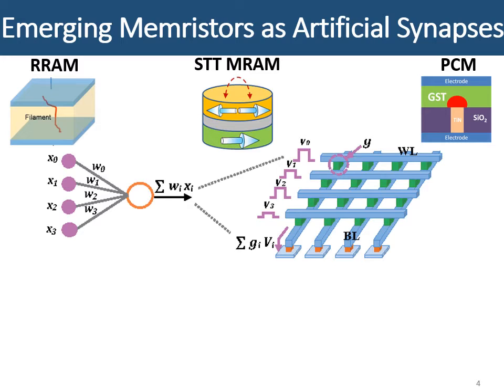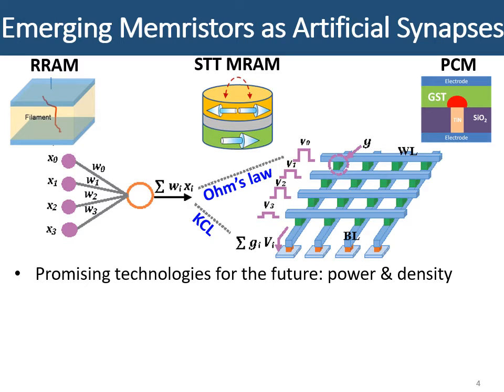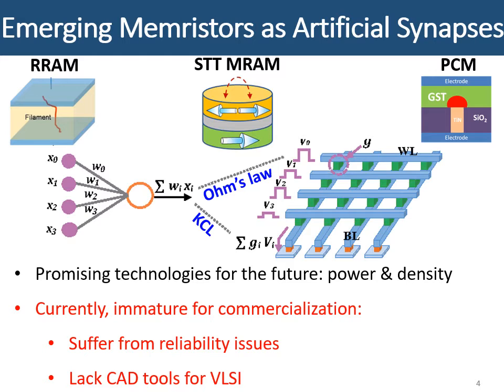They implement the vector matrix multiplication, which is considered the computational bottleneck of artificial neural networks, at the physical level using Ohm's and Kirchhoff's laws. However, these devices are still immature for the very large scale integration necessary to obtain commercial value from neuromorphic computing, due to variability and reliability issues and the lack of standard computer-aided design tools that enable very large-scale integrated circuits.